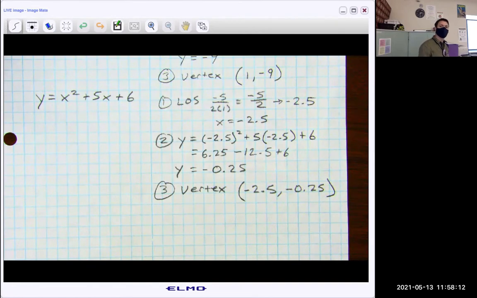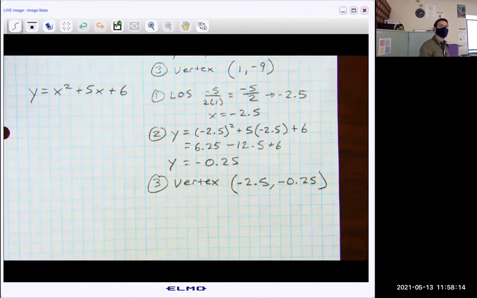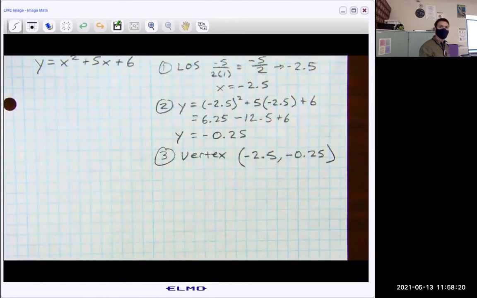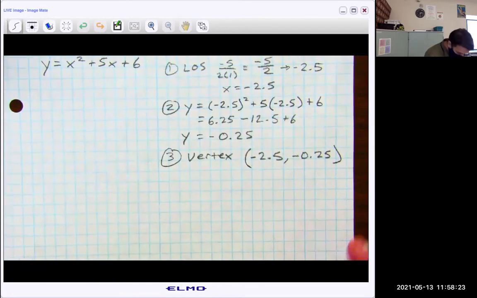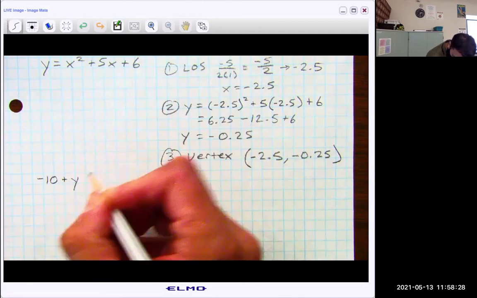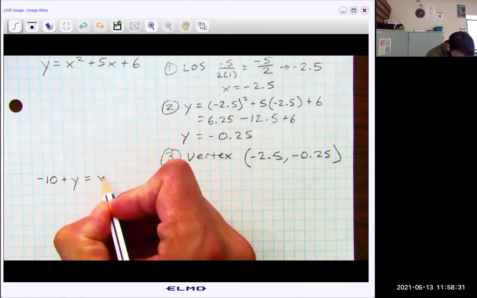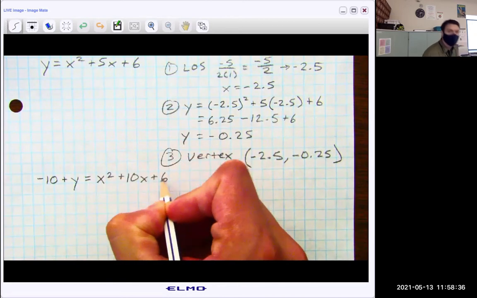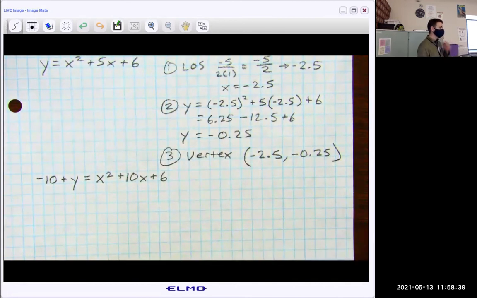Now, there could be something kind of different that could happen. Let me give you an example of something a little bit different. Let's say we had -10 plus y equals x squared plus 10x plus 6. So if we were trying to find the vertex, we know it's a quadratic because it has an x squared, but this is weird because it has a -10 on the left side.